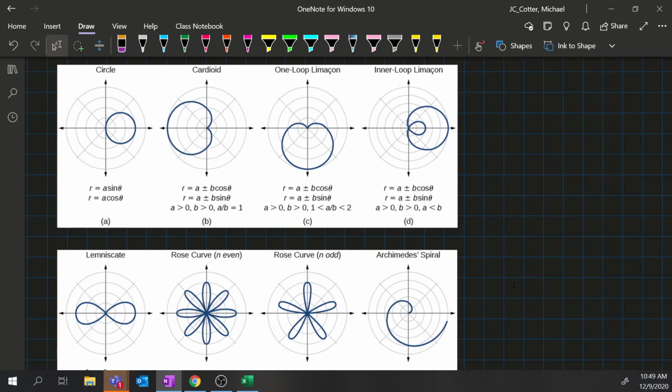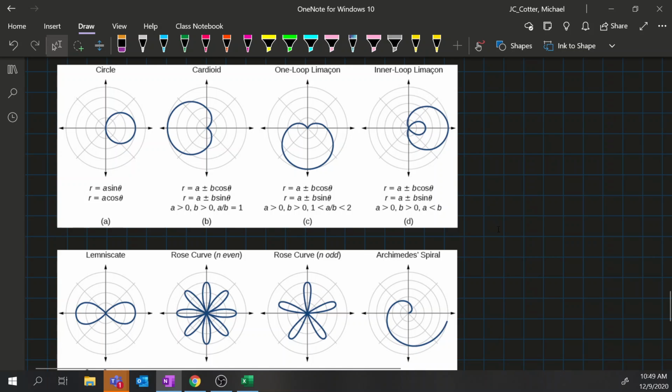You don't really need to know any of these. I'm just showing you some examples of what you can do with polar equations. And what you should notice here is that none of these are functions in the traditional sense, right? When we talk about functions, we're talking about things that pass the vertical line test, and none of these pass the vertical line test. But because of the way we define them, we can do calculus on them even though they're not functions in terms of x and y.